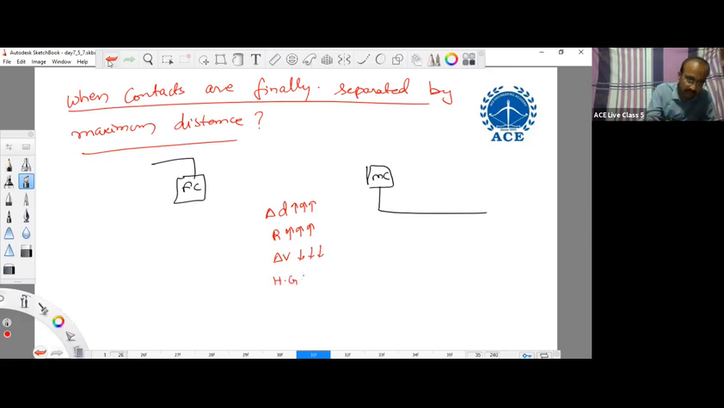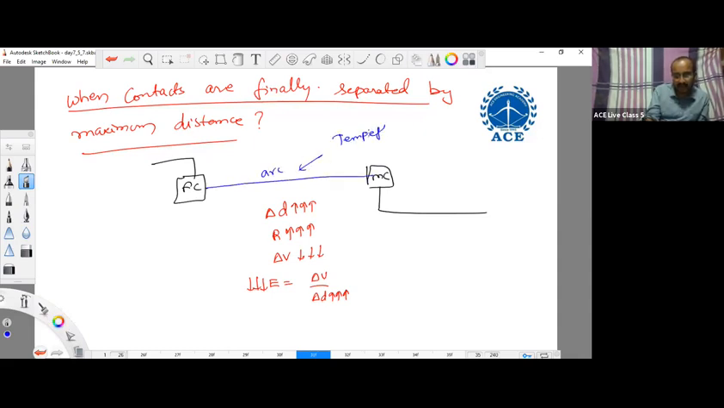Electric field intensity is delta V by delta D. As delta D is more, the electric field intensity is low, which is not sufficient to maintain the arc. But still, the arc continues to exist between the contacts due to temperature effect or thermal ionization.